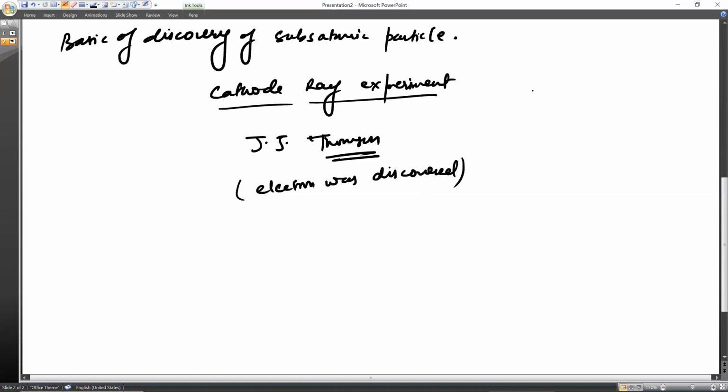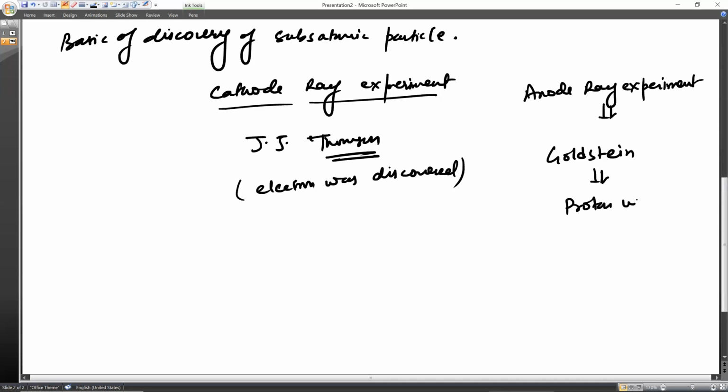Okay, the next one is the positive anode ray experiment. In the anode ray experiment, who did the experiment? Tell me. Goldstein. Okay. And what was discovered? Proton was discovered.